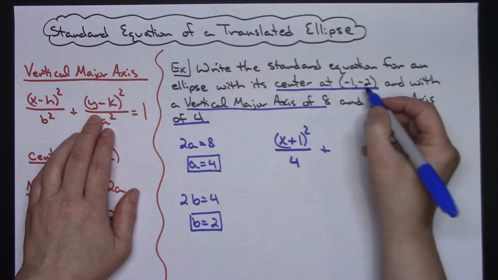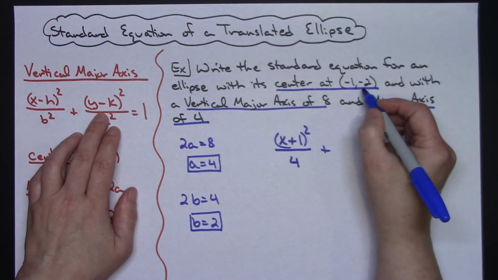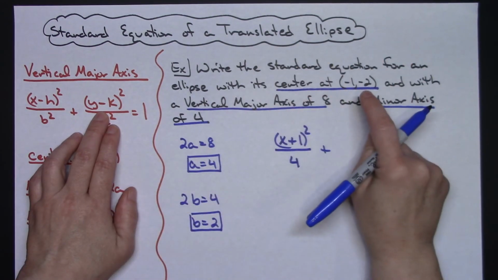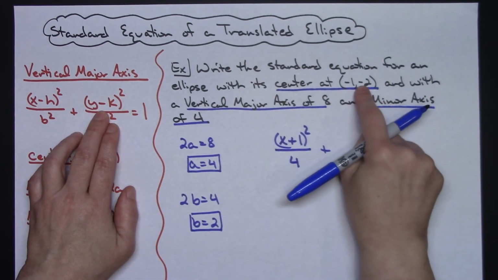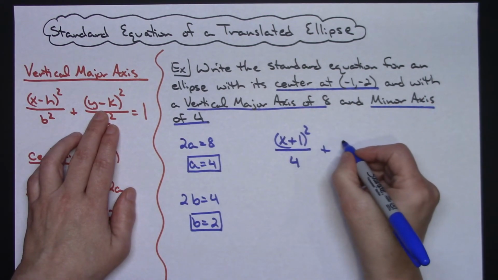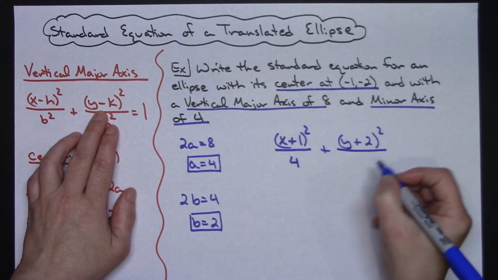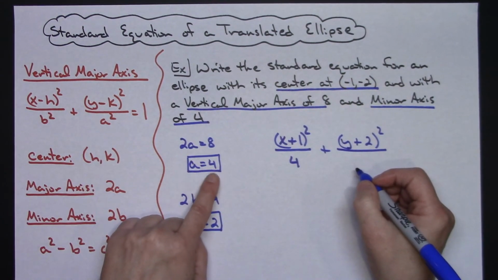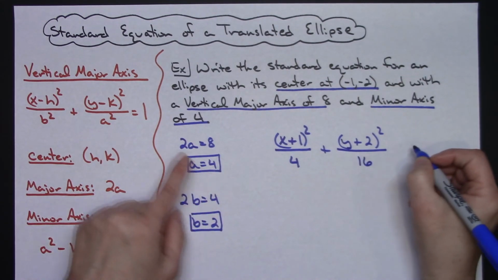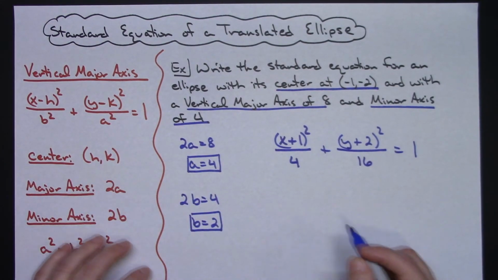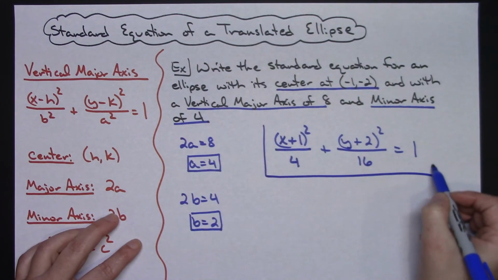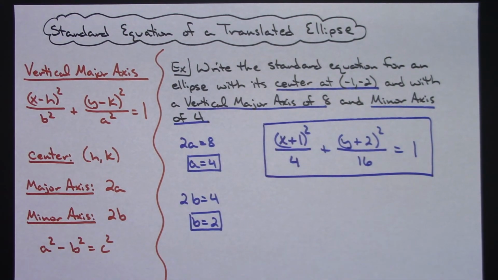Plus, now my k value is -2. When I plug it into my formula, I have to do the opposite, or you can think of negative minus a -2 gives you the positive 2. Either way you want to look at that. So (y plus 2) quantity squared, and then over a squared, my a is 4, 4 squared is 16, and then equals 1. So then I have written the standard equation of that ellipse, and it is a translated ellipse that's been moved away from the origin.